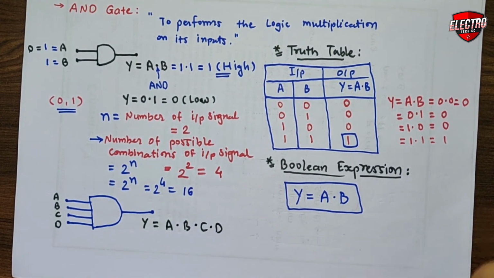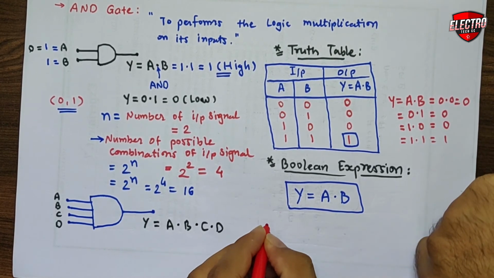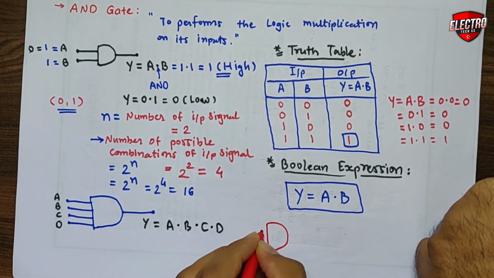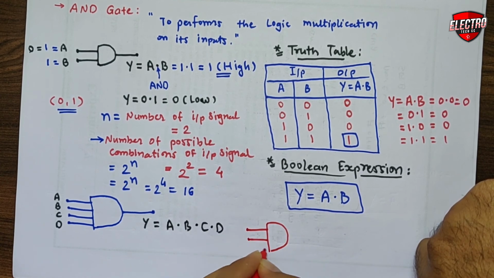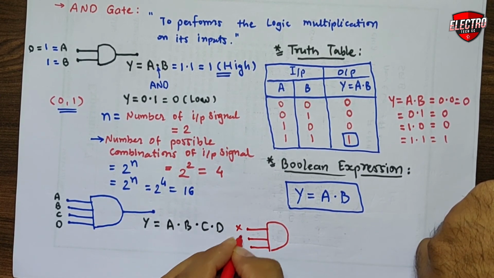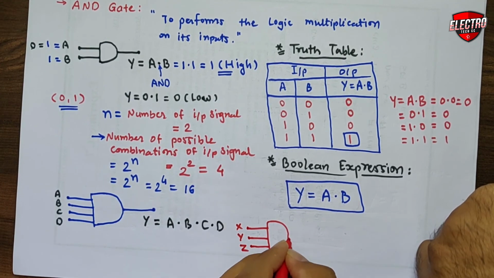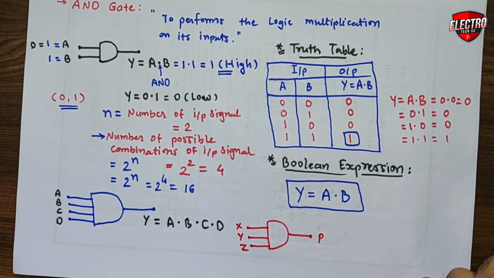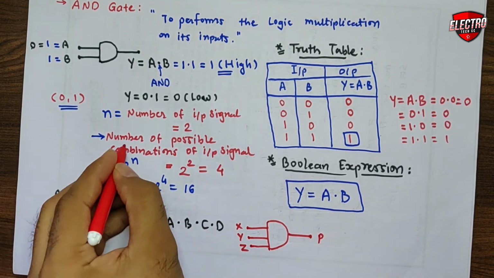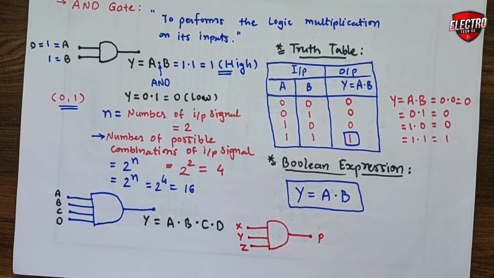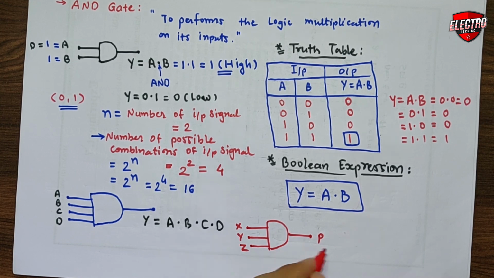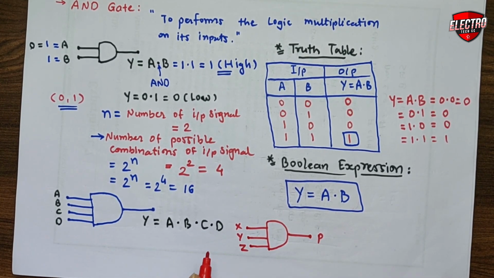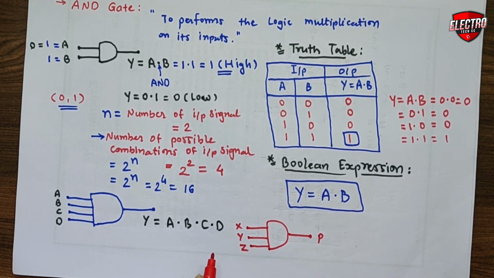Clear? Now one practice question for all of you. You have to calculate the number of possible combinations for a 3 input AND gate. X, Y, Z are the input signals, and for example P is the output signal of the 3 input AND gate. You have to calculate the number of possible combinations of input signals to draw a truth table of the 3 input AND gate. Okay, you can comment the answer in the comment section of this video.